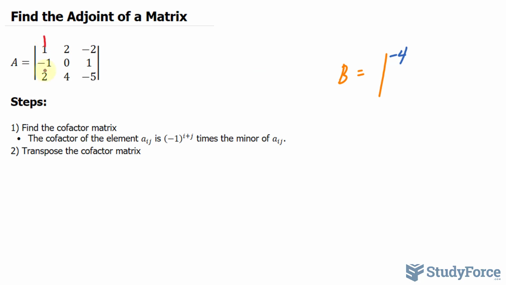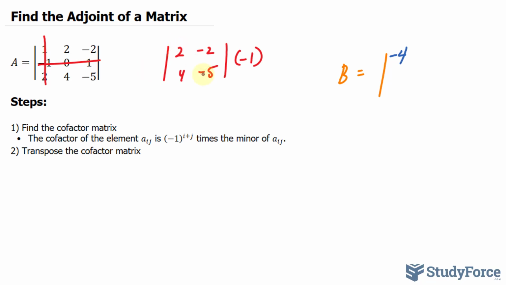Let's go ahead and cancel this column with this row. We end up with the minor of 2, -2, 4, and -5. To find the cofactor, we'll take -1 and raise it to the position here. So the position is in column 1, row 2. 1 plus 2 is 3. -1 raised to the power of 3 is -1. So whatever our determinant is for this 2 by 2 matrix, we just multiply it by -1.